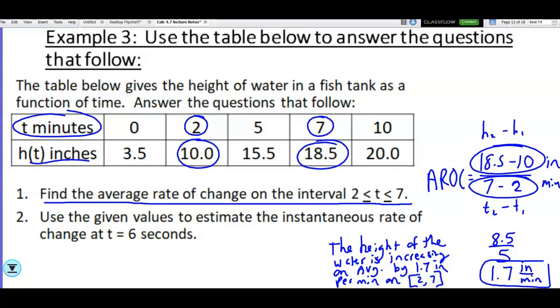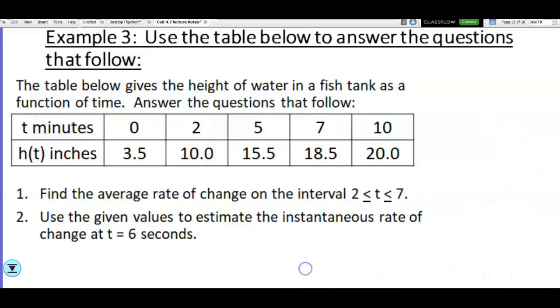Now you'll notice that I changed my wording a little bit as I wrote it. I put the height of the water is increasing on average by 1.7 inches per minute. Once again, that brings us back to the point that there's a difference between average rate of change and instantaneous rate of change. All right, before I do number 2, I want to review something with you guys.